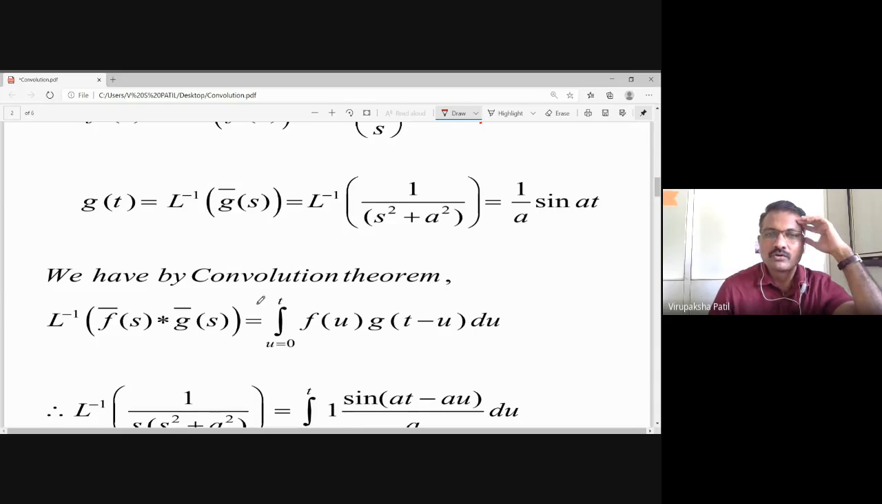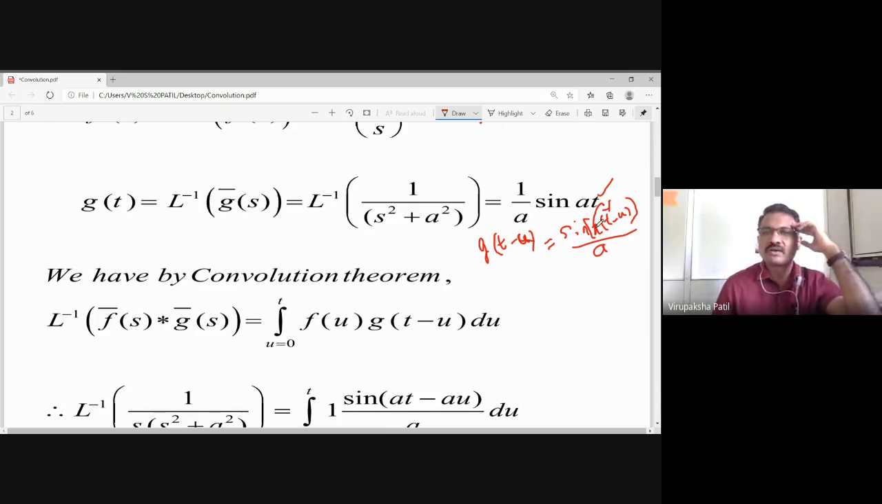Now, to use the convolution theorem, for your convenience in the examination, you directly calculate g of t minus u here, so that it becomes easy for you. That is, in the second function's inverse, wherever t is there, change that t to t minus u. So you will get sine of a into bracket t minus u, whole divided by a. If you take this a inside the bracket, you will get sine of at minus au.